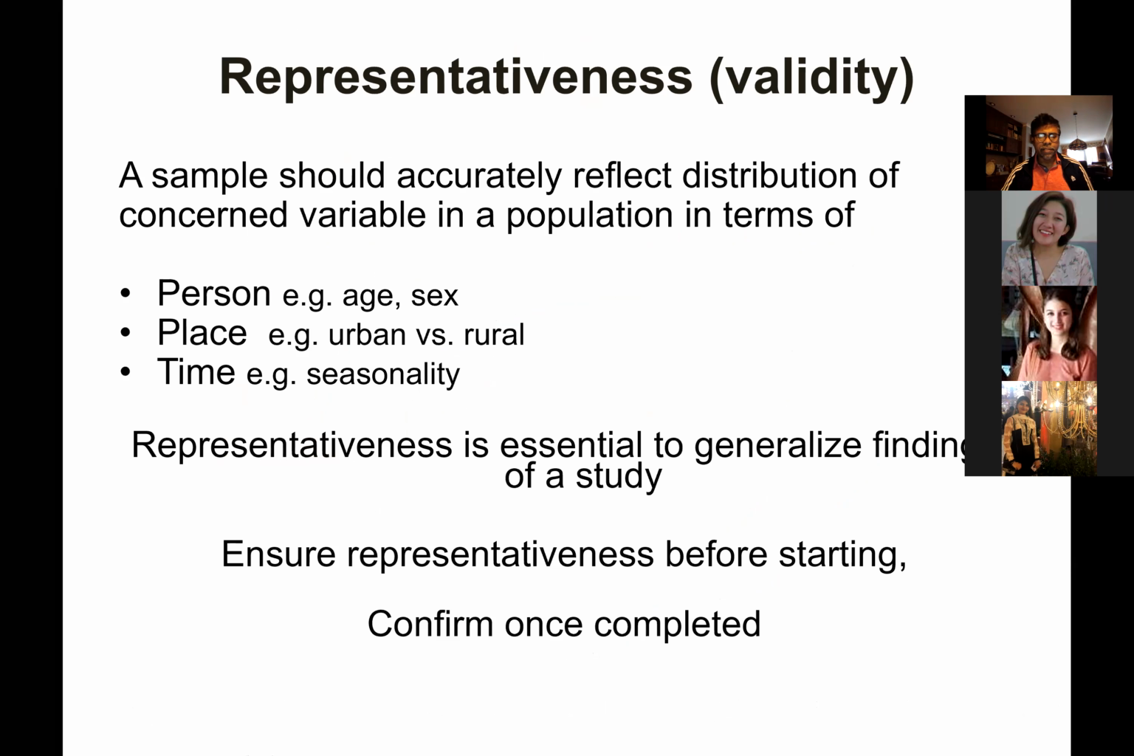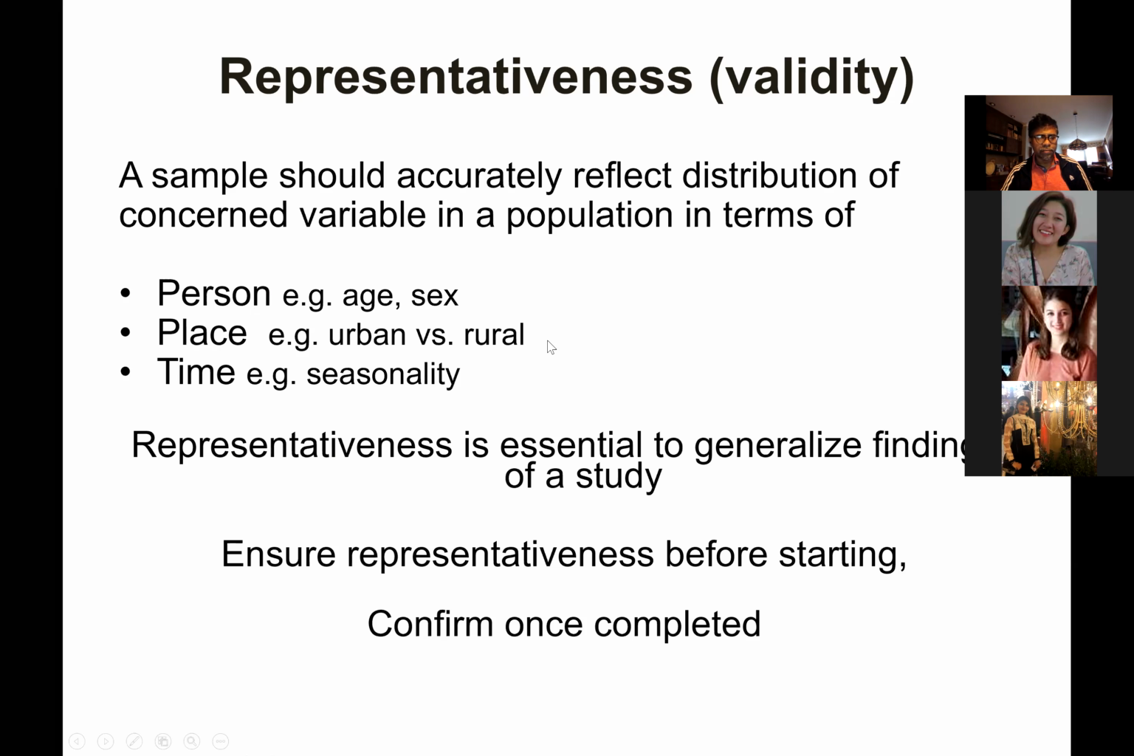So representativeness is very important. You want to pick a number of people, say 484, from a population, and they should represent the whole population, right? That's representative in terms of three dimensions: the person level, place level, and time level. Person, place, and time. So you pick your sample representing both sexes, age groups, and other demographic information, rural and urban.